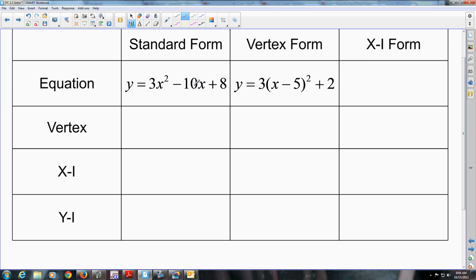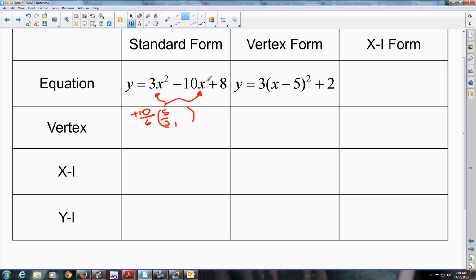To find the vertex, take the opposite of b, so positive 10, divided by twice a, 6. So that would be 5/3 as your x value. And I'll leave it to you to take this and fill it back in. I don't think you need me to take your time filling it in, and that'll give you your y value.